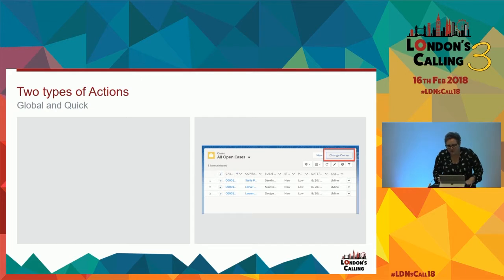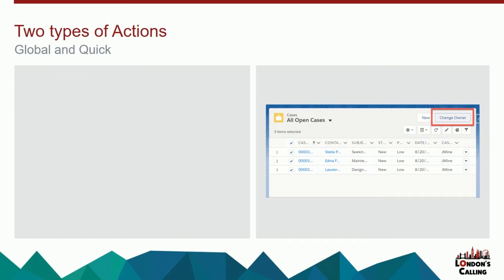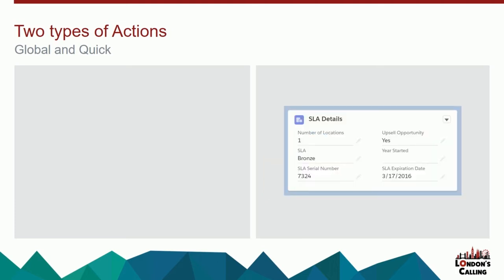We've got the new feature in Spring 18 where we can do mass quick actions on standard list views. This is a quick action I created called change owner on cases. And this is the type of action I'm going to be showing you today, where we can show different details about the record or update different details about the record on the Lightning page. So that's it, no more slides. We're going to get straight into the demos.